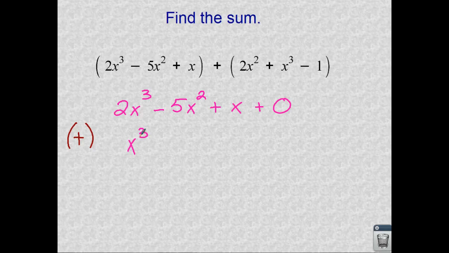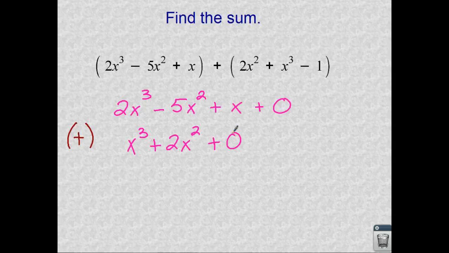I would need an x to the second power if I'm staying consistent here. And do I have one of those? I do. It's a positive 2x to the second power. And again, staying consistent, if I want all of the columns accounted for, I'm looking for an x to the first power. And I don't have one in my second trinomial, but I do need to account for it. So I'm going to account for it with a placeholder called 0, because it's not existent. It isn't in there, so we need to account for it.